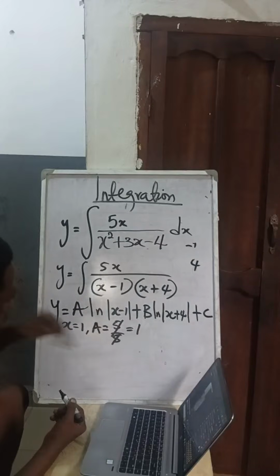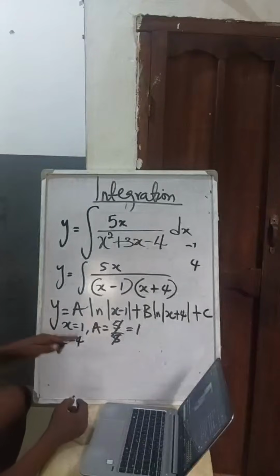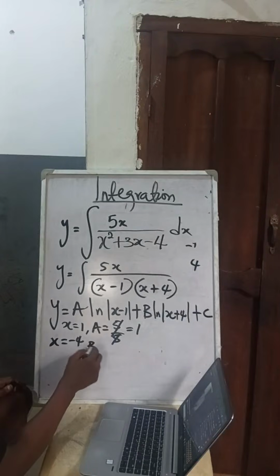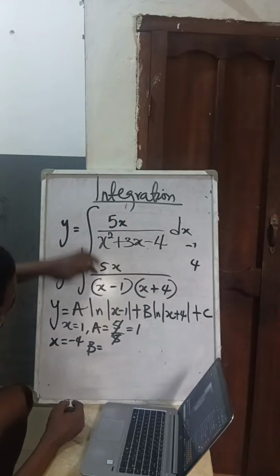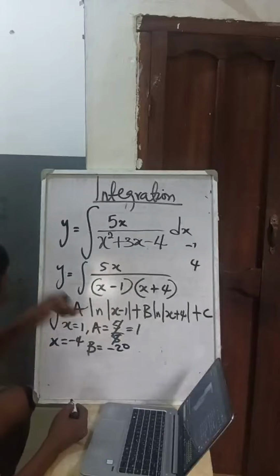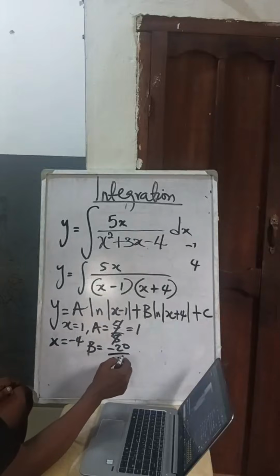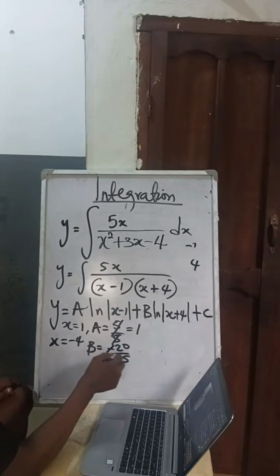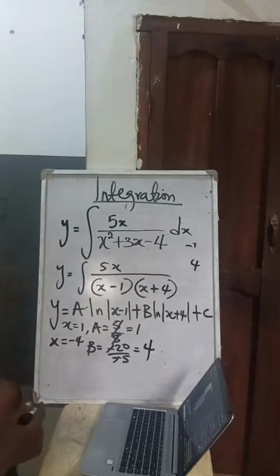Now, x plus 4 is equal to 0, so x is equal to minus 4. We are looking for B. So anywhere you see x, put minus 4. So 5 times minus 4, we have minus 20. Then minus 4 minus 1, we have minus 5. So this cancels this. 20 divided by 5 will give us 4. I know you love it.